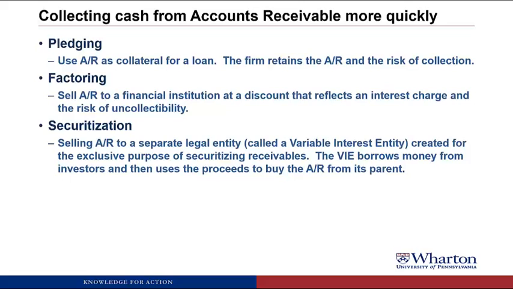And the last thing that companies do is securitization. They sell their accounts receivable to a separate legal entity called a variable interest entity that's created for the sole purpose of securitizing the receivables. Then the VIE borrows money from investors and uses the proceeds to buy the accounts receivable from its parent. So basically, instead of just borrowing from a financial institution, you borrow from anyone in the investing public that wants to buy a share of those securitized receivables.